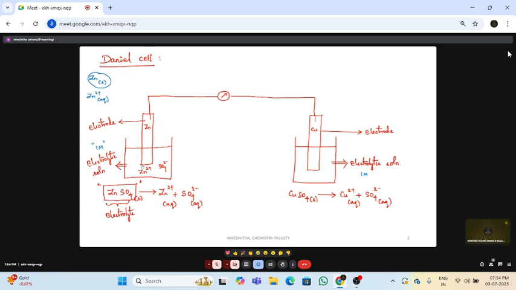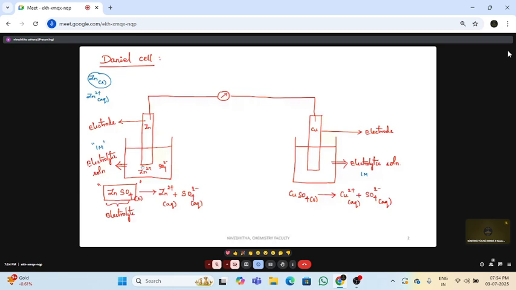What is oxidation? Last class we have seen the reaction of oxygen with a metal. So addition of oxygen is oxidation. Very good. So addition of oxygen, removal of hydrogen, or loss of electron is called oxidation. Here we are talking in terms of electrons.